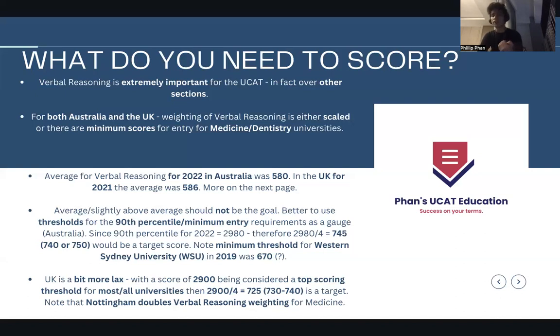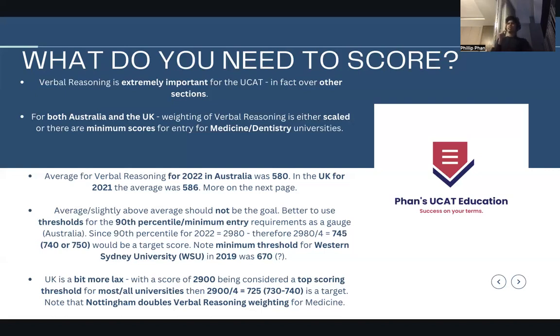In the UK, it was 586. And I'll talk about that more on the next page. But I want to remind you guys now that just scoring average or slightly above average is actually not the goal. You don't want to just get 600 or just get average, because especially for Australians, to do well in the UK, you actually need to be exceptional. So I prefer you guys to use thresholds for either the 90th percentile or minimum entry requirements as a gauge.